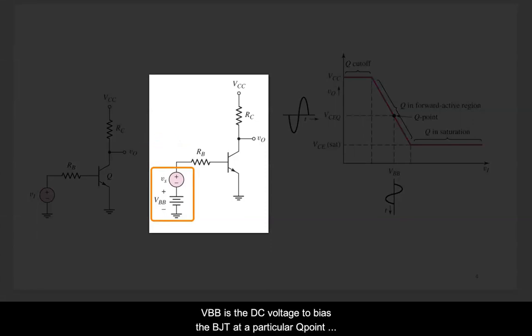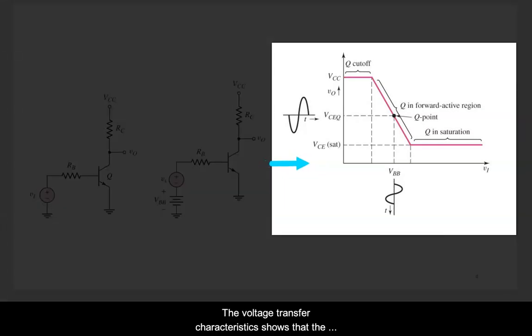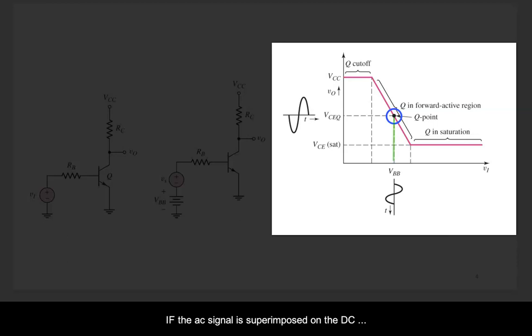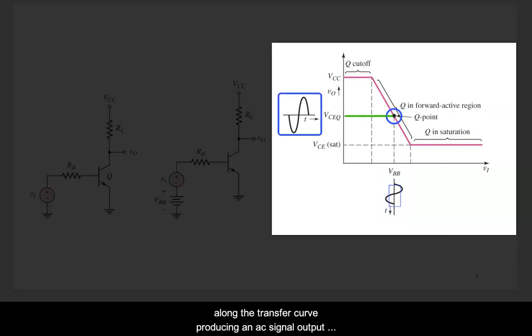VBB here is the DC voltage to bias the BJT at the particular Q point, and Vs is the AC signal that needs to be amplified. The voltage transfer characteristic shows that the BJT is biased with a Q point that is in a forward bias region. If the AC signal is superimposed on the DC biasing voltage VBB, the output voltage will change along the transfer curve, producing an AC signal output voltage.